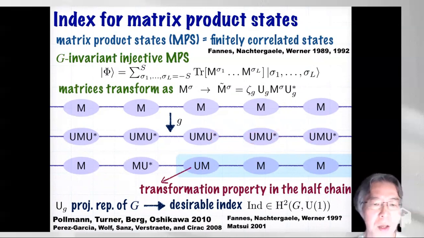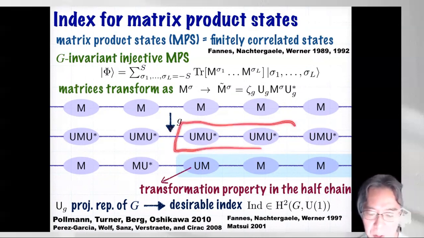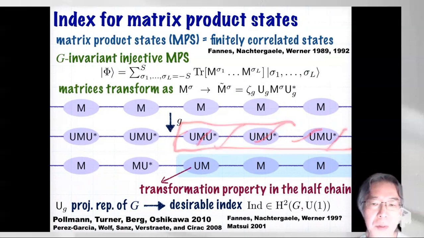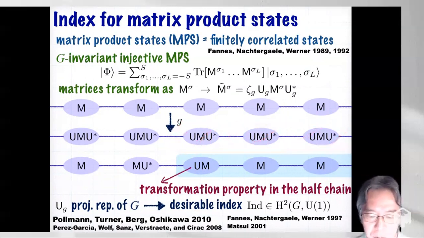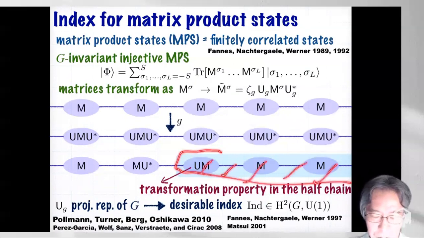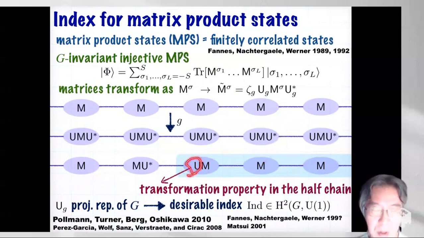But if you make a fictitious cut here, and if you concentrate on this half infinite portion of the chain, then of course, these guys can cancel with each other, but this poor U remains alone and cannot, and it's sort of visible. So if you look at this transformation property of this half infinite portion of the chain, you start observing the transformation property described by this U.